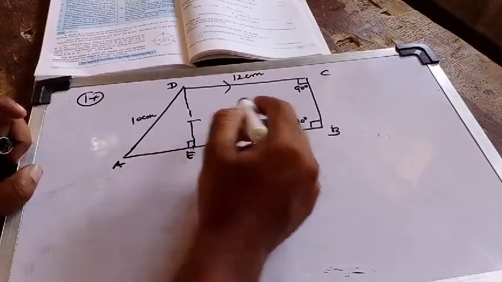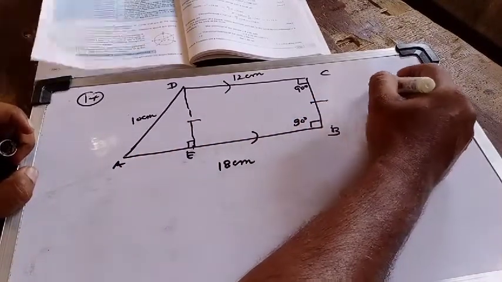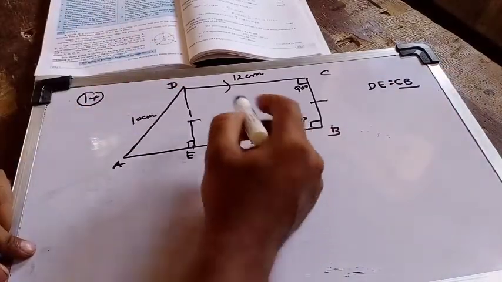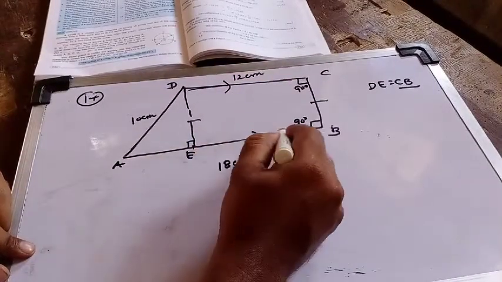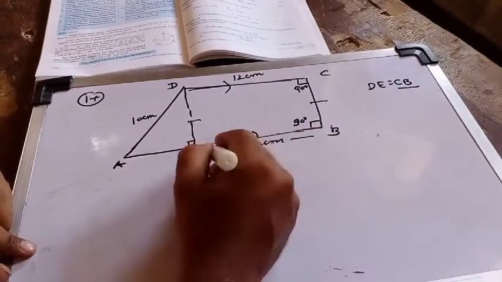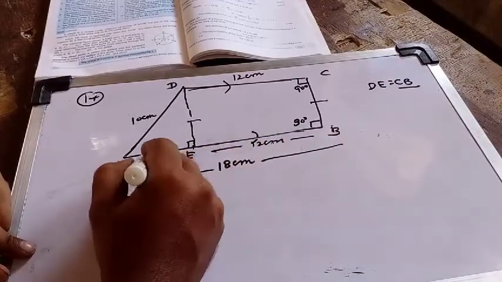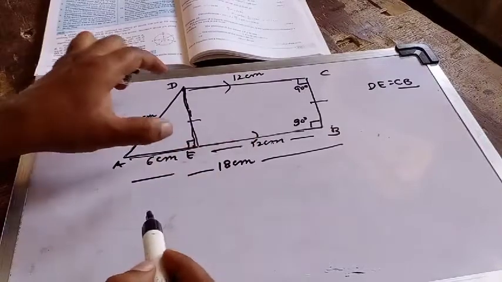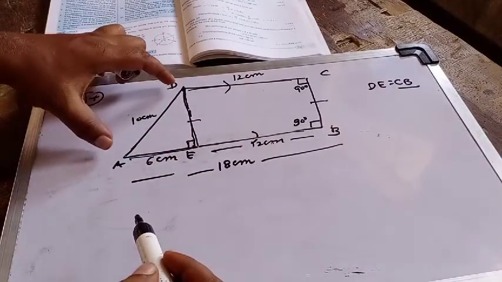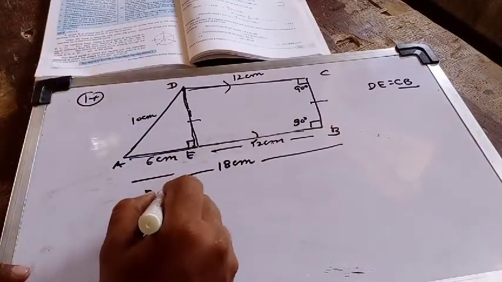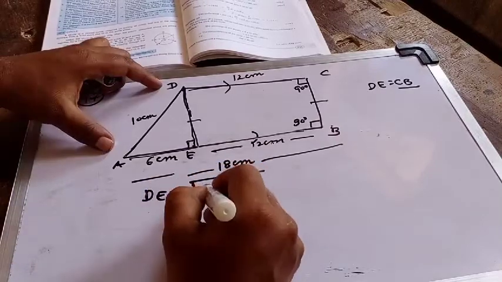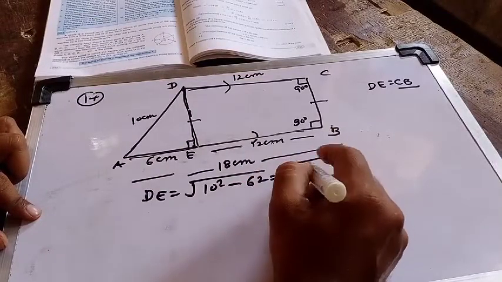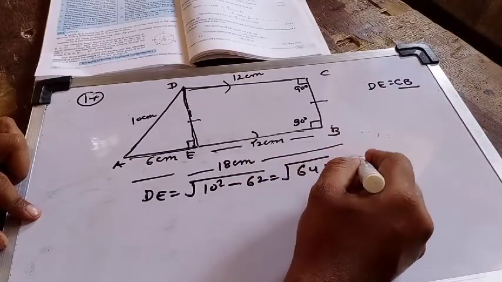So how much is the length of the perpendicular? The same will be the length of CB. But we'll try to find the length of the perpendicular. Since this side is 12, for this rectangle this will be 12 cm. Total length is 18, so this will be 6 cm. Since it is a right angle triangle, the perpendicular length will be calculated using the Pythagoras formula. So it will be root over hypotenuse square, 10 square minus base square, 6 square. So it will come out as 64, that is equal to 8 cm.